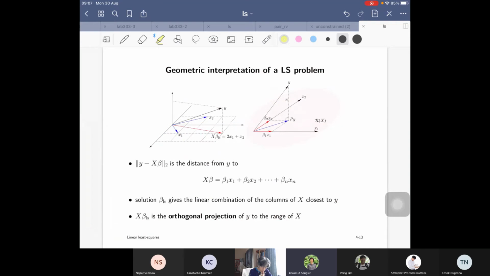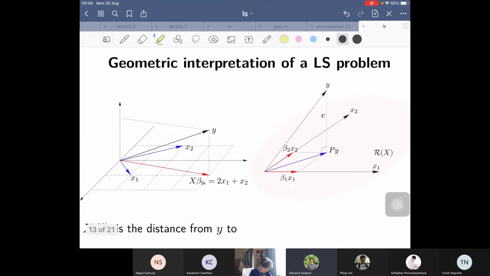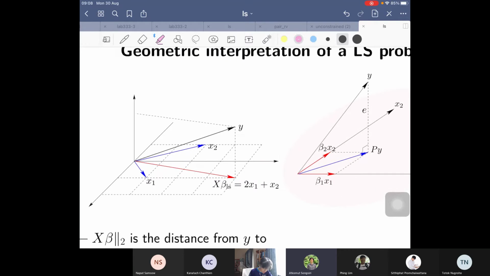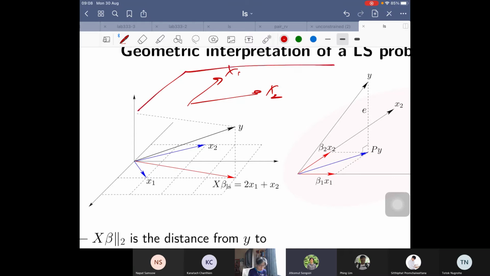Okay. We have a geometric interpretation of the least squares problem, which can be associated with orthogonal projection. So take a look at this. All right, we have a vector y. You have vectors x1, x2 in the blue arrows. Whenever you have two vectors x1 and x2, of course, the span of these two vectors, span is a set, right? The span of these two vectors becomes a hyperplane, right?